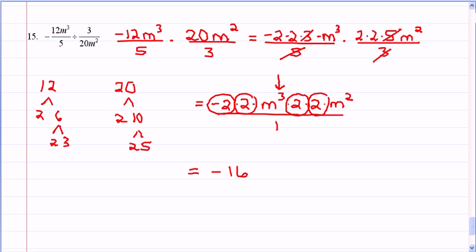And then you have m cubed times m squared. You want to add the powers of m, not multiply them. M to the fifth. You can write this over 1, but you don't need to. So the final answer is negative 16 m to the fifth.